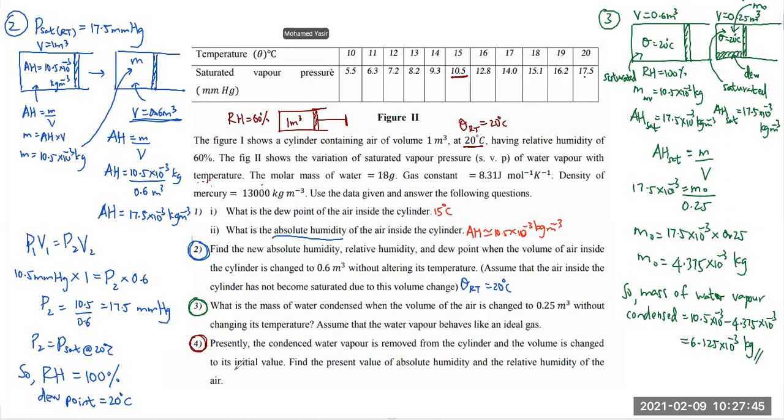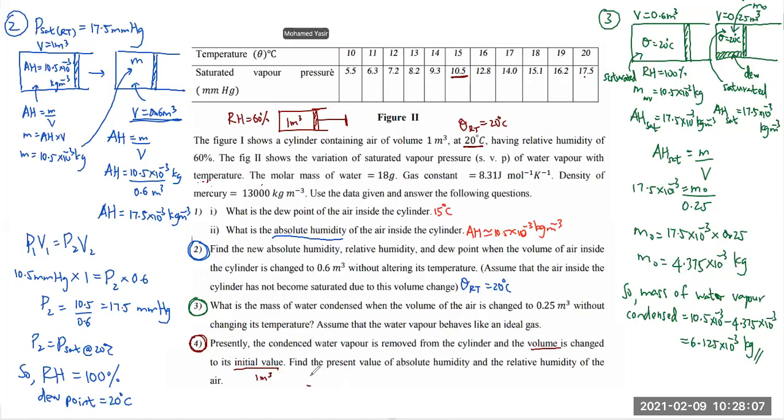Presently, the condensed water vapor is removed from the cylinder, and the volume is changed to its initial value. Initial volume is 1 meter cube. We were starting at 1 meter cube, then it became 0.6, then it became 0.25. If they had said previous volume, it would be 0.6. They are saying initial, so now the volume is converted to 1 meter cube. Find the present value of absolute humidity and the relative humidity of air.